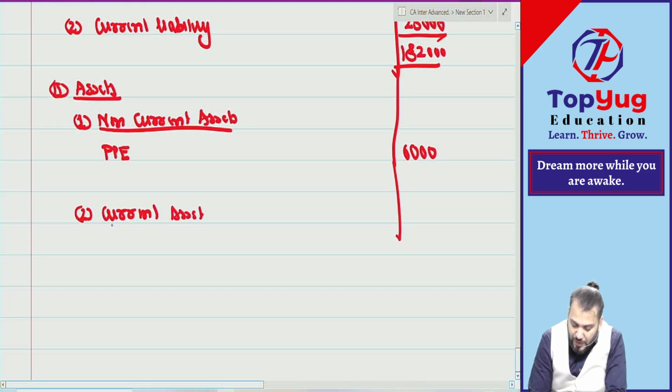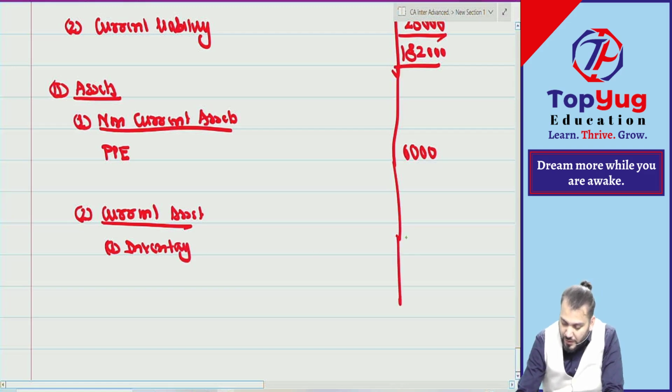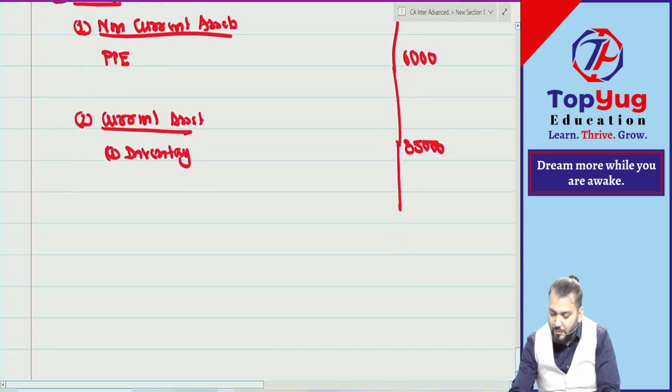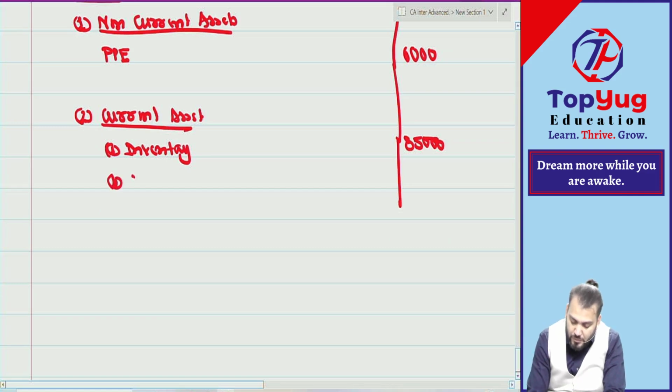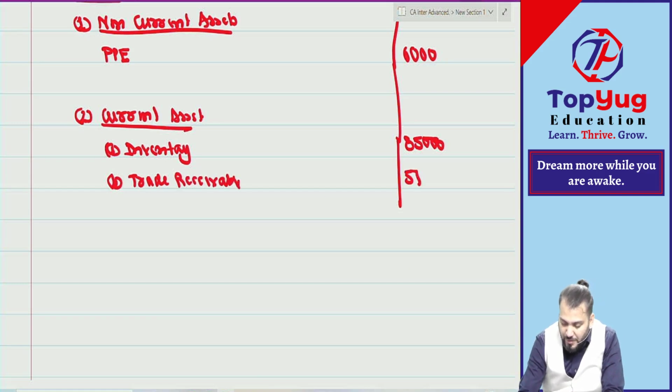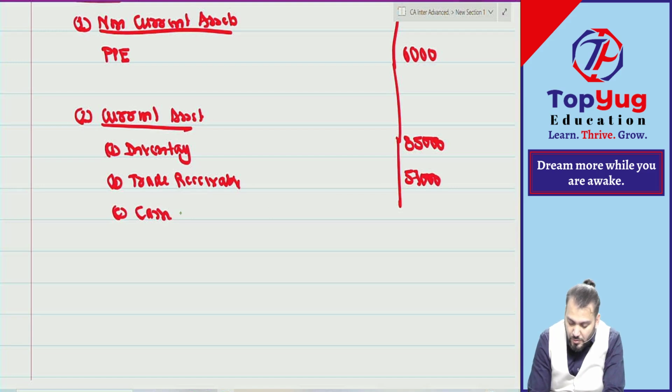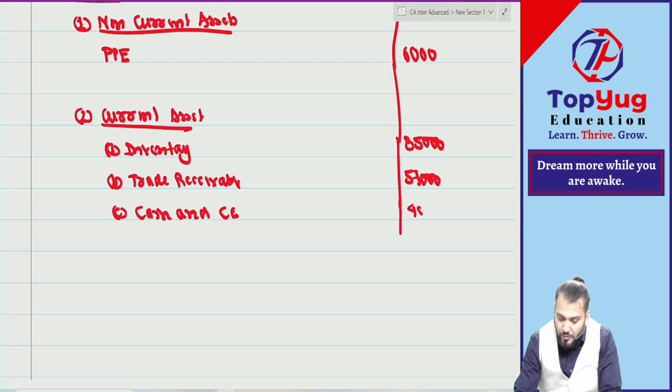Then we write down current assets. Current assets, first what we write? Inventory. So how much inventory? Is 85,000. Then what we write down? Trade receivable. So how much trade receivable? 57,000. Then what we write down? Cash and cash equivalent. How much? It is 4,000. Just see where it tallied or not.